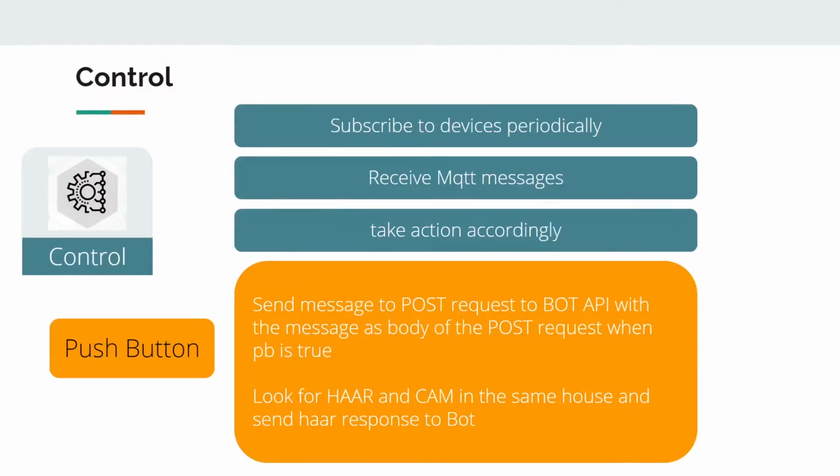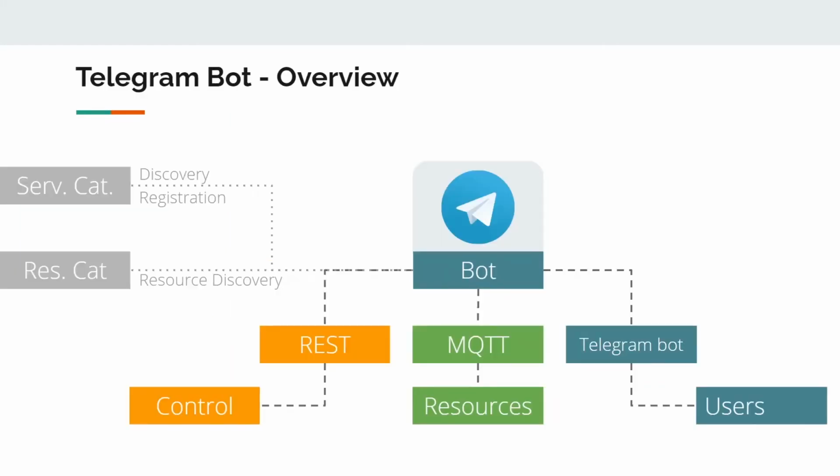While for the case of messages received from the doorbell or the push button, the control service sends a post request to the bot API to notify the user, then calls the HAR service to see if there are any faces, then notifies the user. The bot service registers itself as well in the service catalog, then instantiates an MQTT client, a CherryPy RESTful API, and a Telegram client to handle the user interaction.